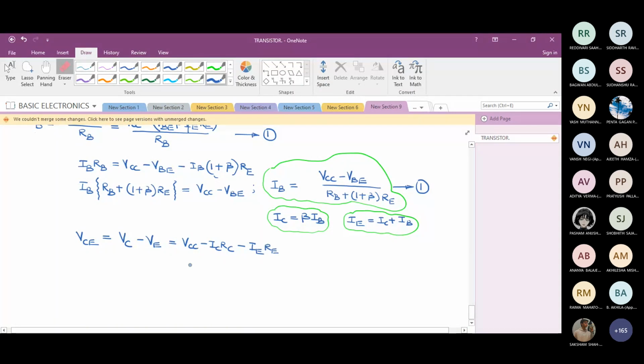Do we know the VCC value? Yes. Do we know the IC value? Yes, we have already calculated. Do we know the IE value? Yes, that calculation is also done. Do we know RC and RE? Yes. Can I get VCE? Yes, sir. This is how I can find VCE. Is it okay? Yes, sir.